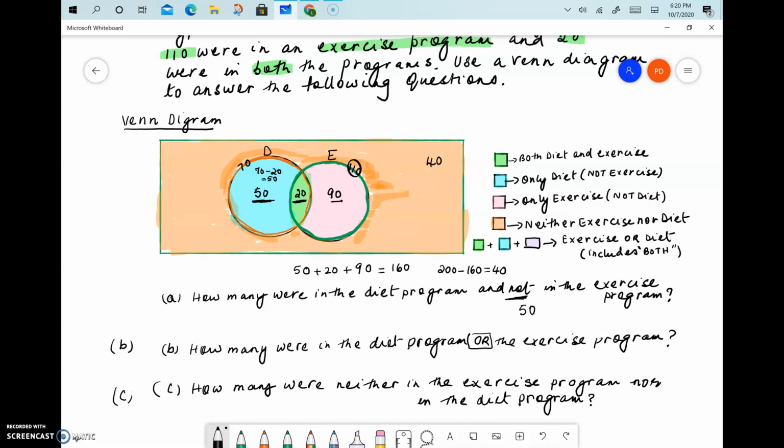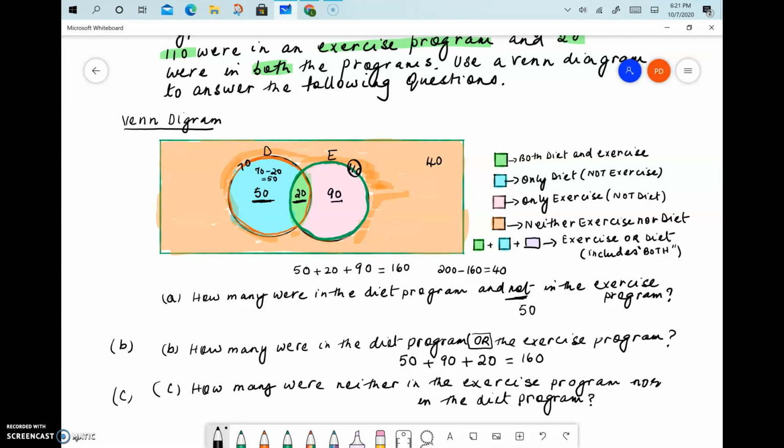How many were in the diet program or the exercise program? So when I say or, I go 50, so that's only diet, plus 90, which is only exercise, plus 20, which is both, and the total is 160.